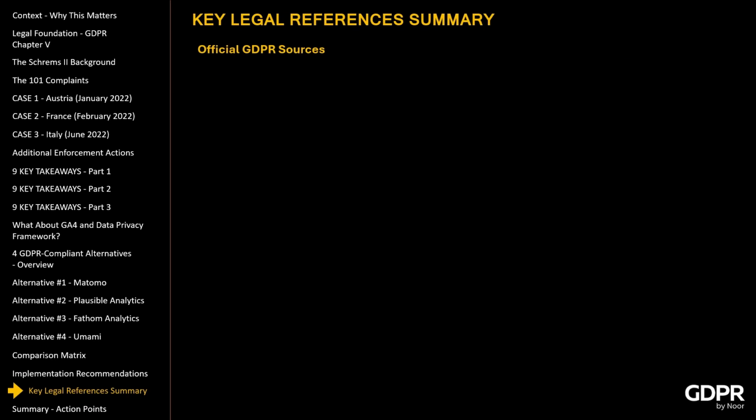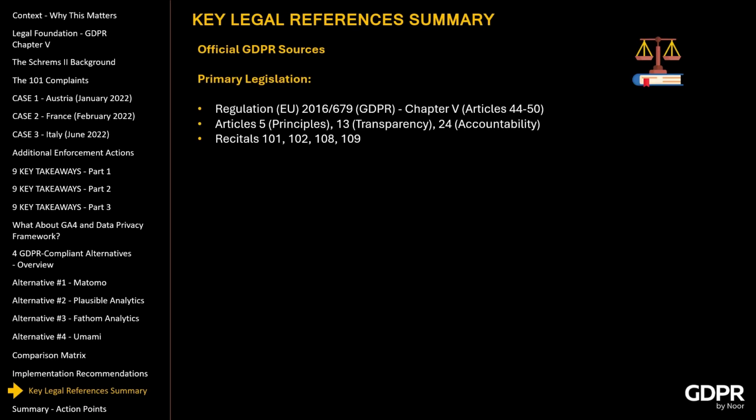Key legal references. Primary law: GDPR, Chapter 5, Articles 44 to 50, International Data Transfer; Article 5, Processing Principles; Article 13, Transparency; Article 24, Accountability. Relevant recitals are Recital 101, transfers must fully comply with Chapter 5; Recitals 102, 108, 109, Adequacy, Safeguards and Derogation.